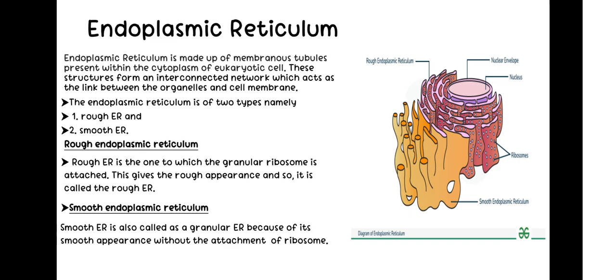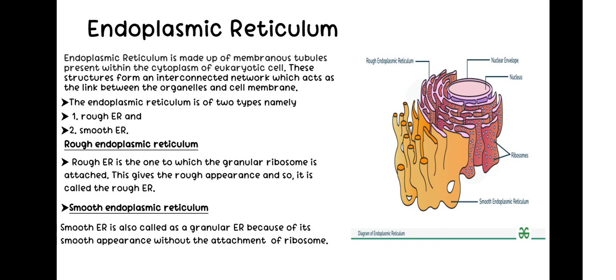The endoplasmic reticulum is of two types. One is rough endoplasmic reticulum, another is smooth endoplasmic reticulum. The rough endoplasmic reticulum is one to which granular ribosomes are attached, and this gives the rough appearance, so it is called rough endoplasmic reticulum. Another one is the smooth endoplasmic reticulum.